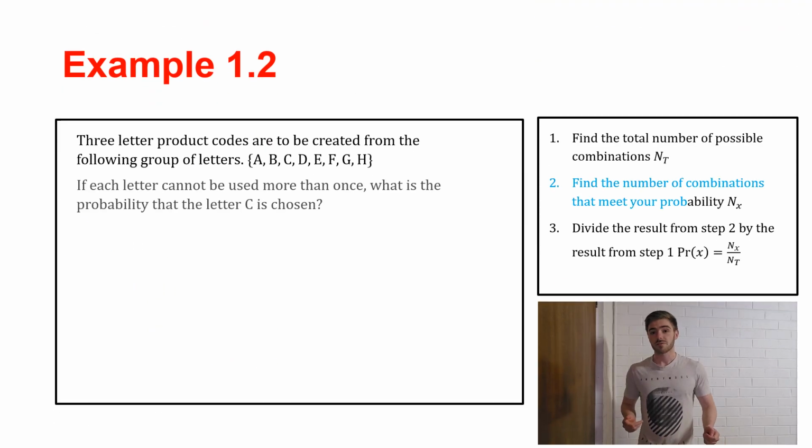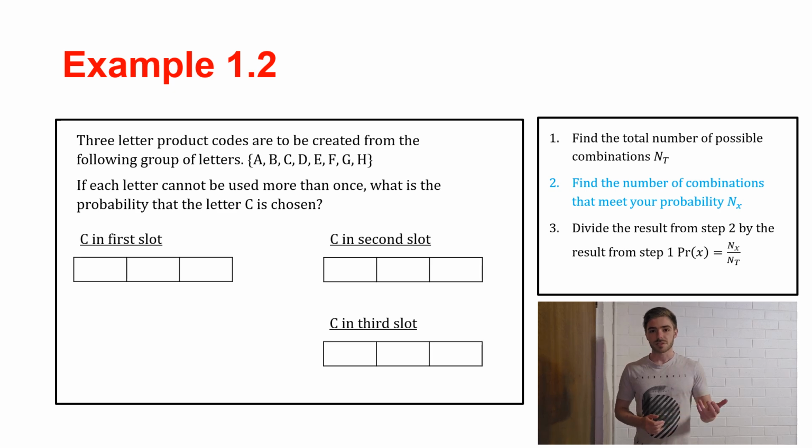What if we wanted to find the probability that the letter C was chosen? Well, there's actually 2 ways we could look at this, and the first method is to go back to thinking in terms of slots. If the letter C must be chosen, then there's actually 3 possibilities here. It can either be chosen in the first slot, the second slot, or the third slot. In the first instance, we only have 1 choice for that first slot, since C must be contained in the first slot. Then we're going to have 7 choices for the second slot and 6 choices for the last slot.